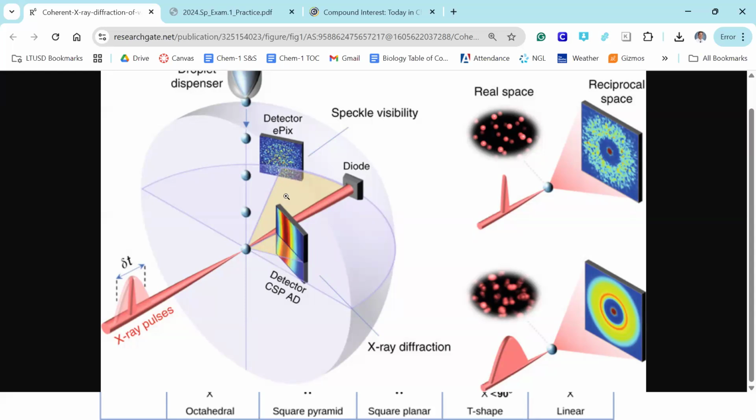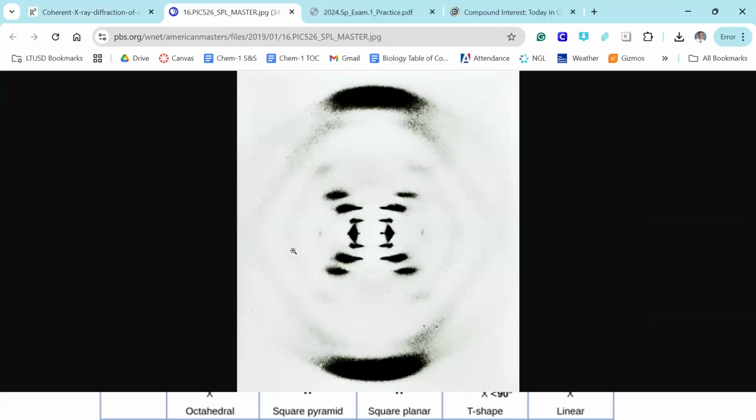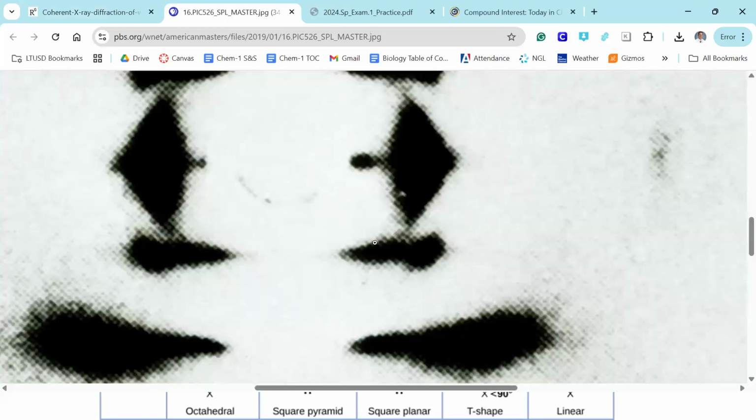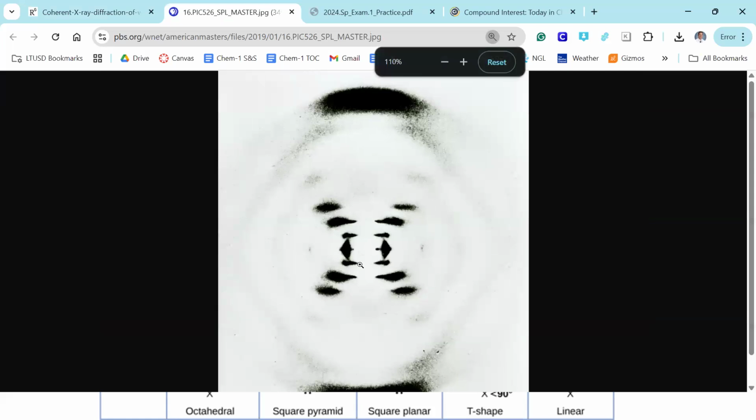There's actually a really famous X-ray crystallograph of DNA. There's a higher resolution one. There we go. This is a really famous one. This is DNA. Does anybody know who first figured out the structure of DNA?